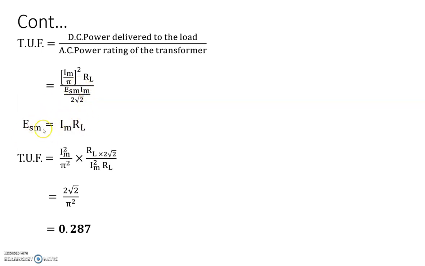Here ESM is equal to IM into RL. Neglecting the drop across RF and RS, we can write ESM is equal to IM into RS. So the transformer utilization factor is 0.287. This is very low, which shows that in a half-wave rectifier circuit, the transformer is not fully utilized.